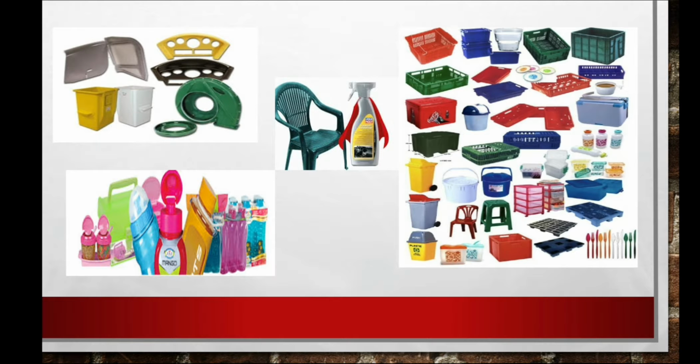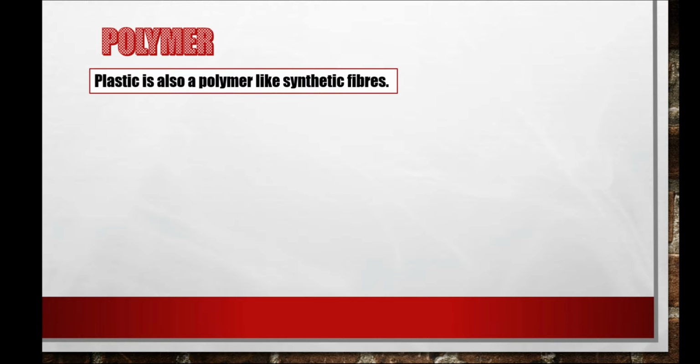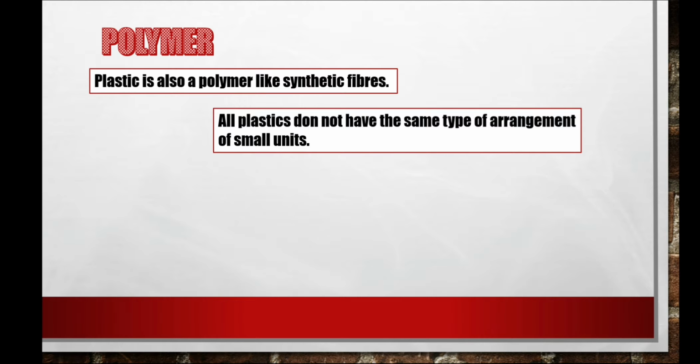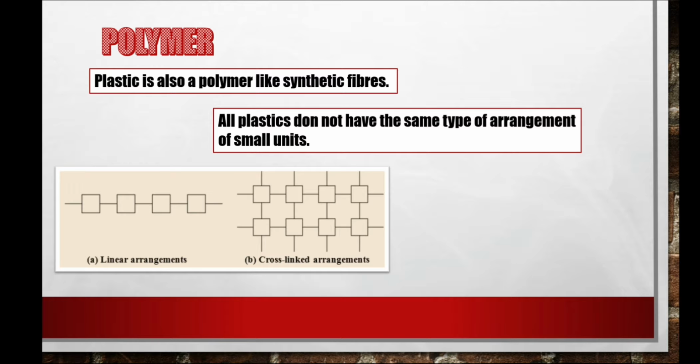Then, do you know plastic is also a polymer like synthetic fibers? You know that polymers are obtained by joining small units together like the beads arranged in a necklace. In polymers, the small units are arranged in a linear form, or a straight line. You can see that type of arrangement in this picture, that is picture A, linear arrangements. In linear arrangements, the particles are arranged in a straight line.